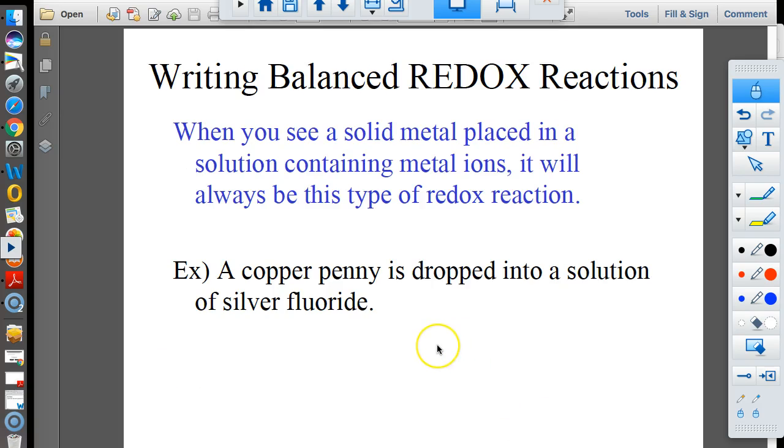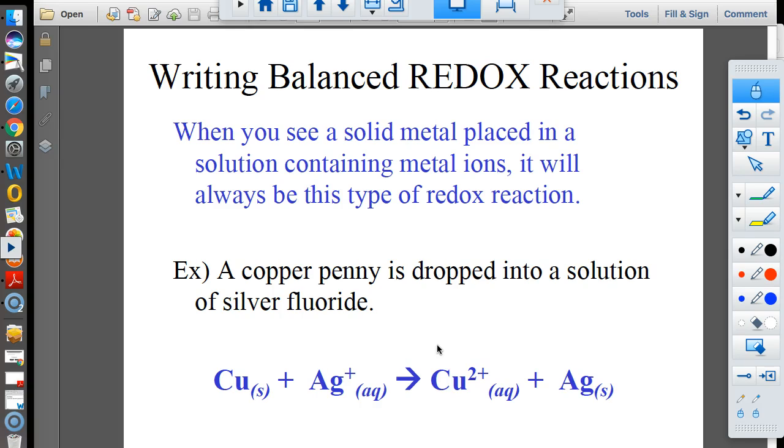All right, so if I had a copper penny and I drop it into silver fluoride, this is the reaction they would give you. So what you have to do now is write a balanced redox reaction. You would do that by splitting it into the reduction half reaction and the oxidation half reaction. So I want you to do that, give me the same number of electrons in the reduction as in the oxidation, and then add them up together.